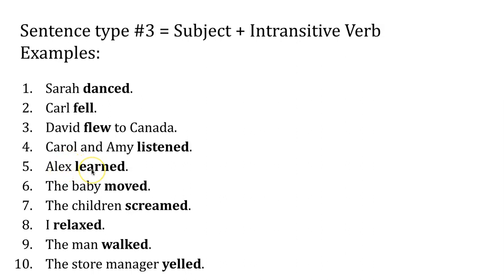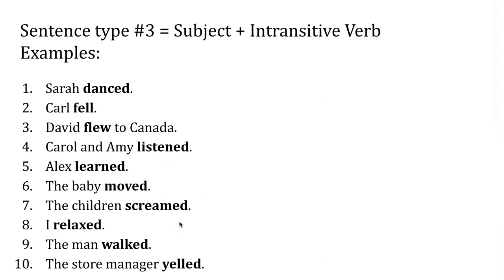Subject and intransitive verb. The baby, subject, moved, an intransitive verb. The baby moved. We understand. This is enough information. We don't need an object after this verb. The children screamed. Again, scream is an intransitive verb. I relaxed. Relax is also an intransitive verb.